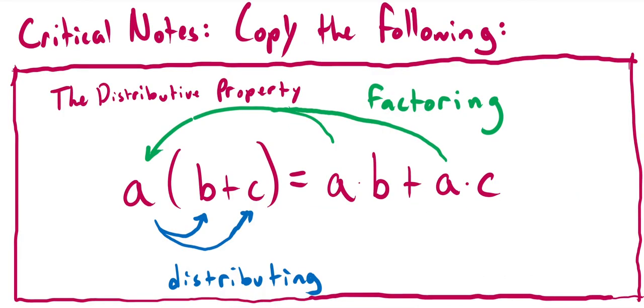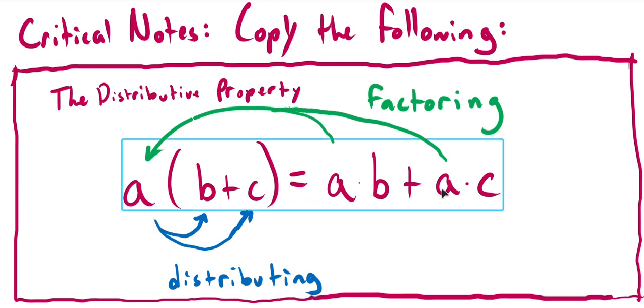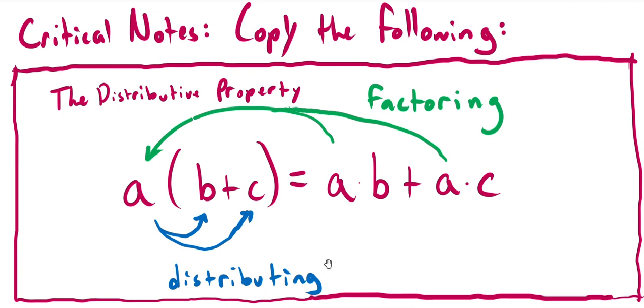So here are some critical notes. I want you to copy these as proof that you watched the video. You don't have to color code anything, but I thought it might be helpful. We go in one direction, multiplying the a against each term to get a times b plus a times c. This is called distributing. And if we are going from a times b plus a times c and going backwards to get a times the quantity b plus c, this is called factoring. Factoring in general means writing something as a product. And this is sort of a special case of factoring a common factor out of a sum.